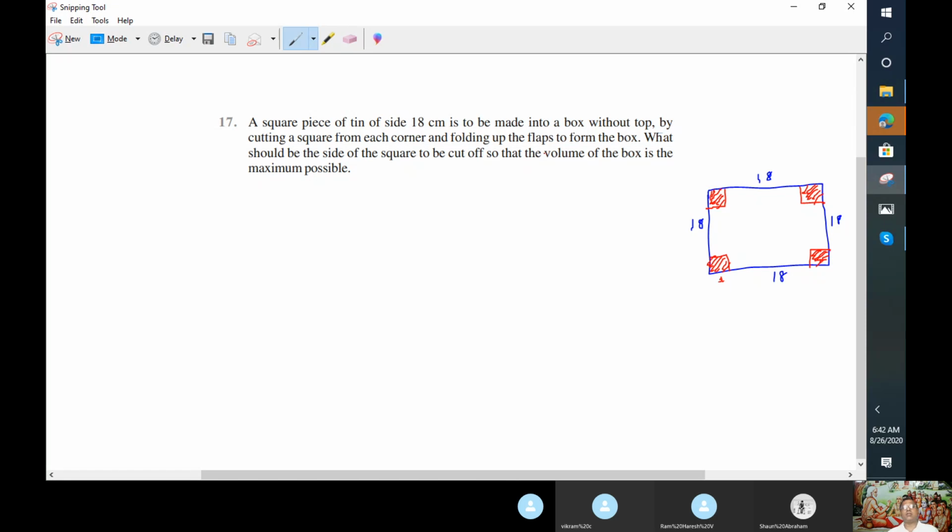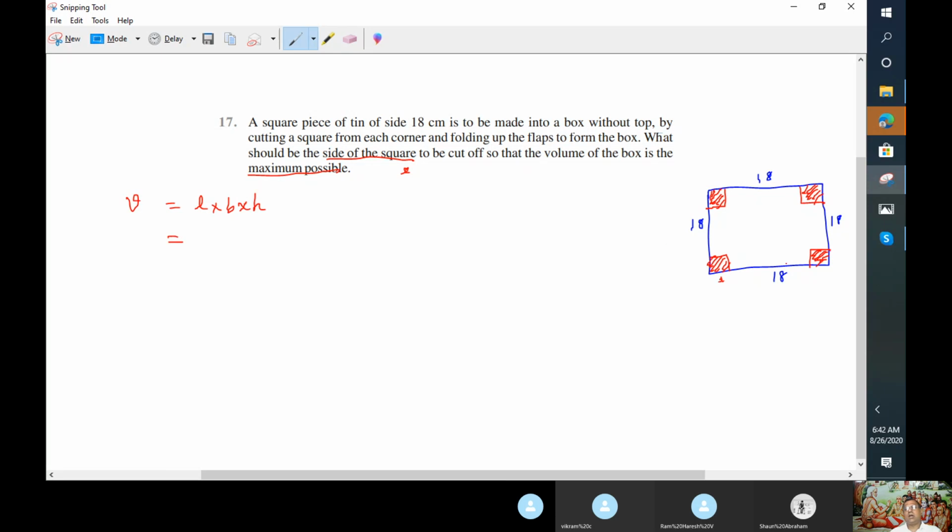Okay, all the corner. What should be the side? Let the side of the square to be cut off be x, so that the volume of the box is maximum. So we want volume of box. So volume of cuboid what? L into B into H.